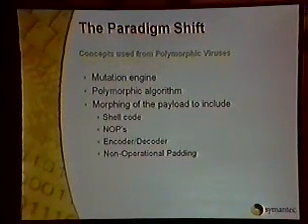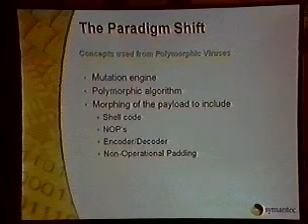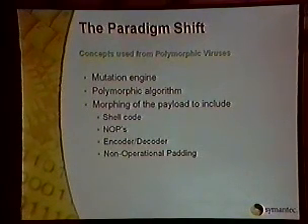So now let's move on and look at the concepts used from polymorphic viruses to the concepts that are being used in polymorphic attacks going across the wire. Here we see that, of course, you have a mutation engine that basically starts morphing payload, shellcode, and things like that. We have a polymorphic algorithm, but here we're also morphing the payload to include the shellcode and the no-ops within a payload. The encoder and decoder are also randomly generated, and we also have non-operational padding.